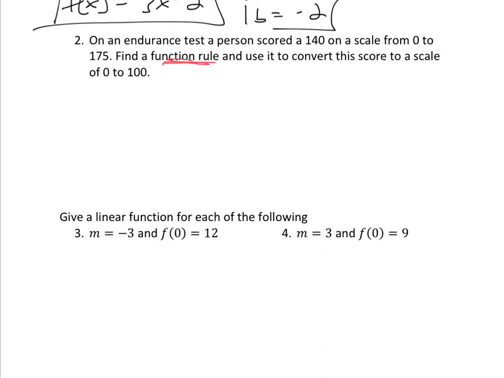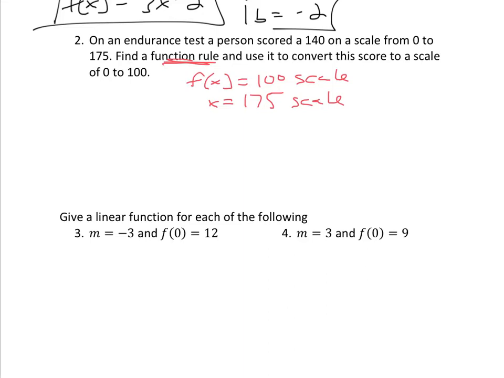So let's define our variable. f of x is going to be the 100 scale, because that's what we want. That's the output in our function rule. And x is going to be the 175 scale. So the input is you input that 175 scale, chug it through our function rule, and it'll pop out a scale from 1 to 100 or 0 to 100.